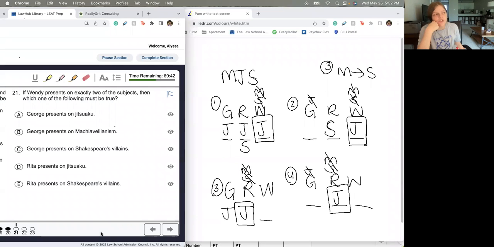So you can do it either way. You could do MJS as your groups, you could do GRW as your groups. It doesn't matter in this game because they're an equal number of variables. Yeah. For this question, since we're looking at if W is presenting 2 of the subjects, the way that you could look at it in this kind of setup is, where can I have 2 subjects in W? Okay.